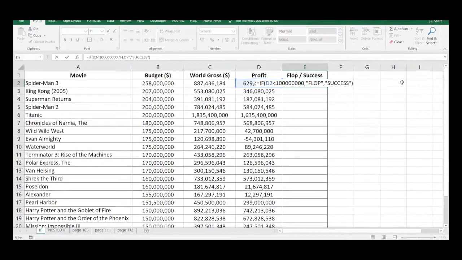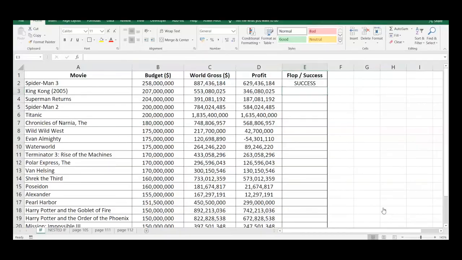Okay? And then let's press enter. We are going to see if Spider-Man 3 is a success or a flop. Okay? Can you give me an answer? Were you able to do the same formula? Okay? Sino po makakapagbigay sa akin ng sagot before ko i-press yung enter? Success. Okay, success po yan. Okay? So, instead na isa-isa, pwede natin ipasok lang yung formula. What about King Kong 2005? Who can give me?